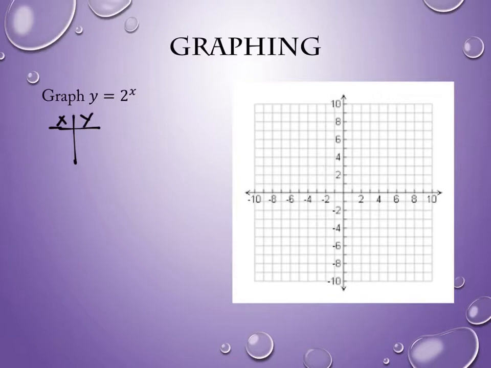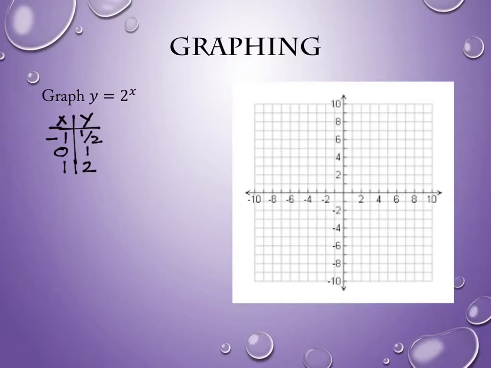What x values would you most likely choose? Yep, 0, -1, and 1. If I plug in -1, what do I get? 1/2. How about if I plug in 0? I get 1. And then what if I plug in the number 1? Yeah, I get 2.